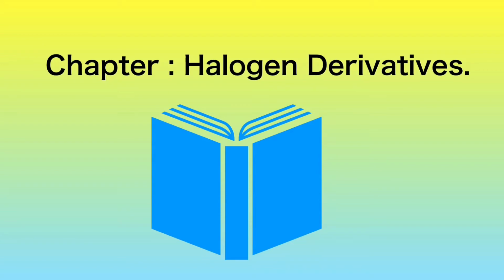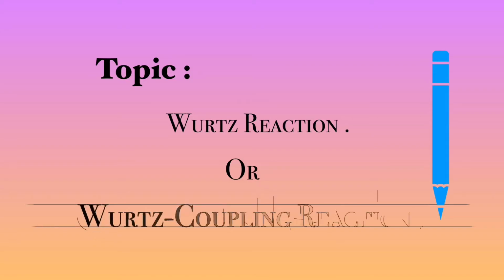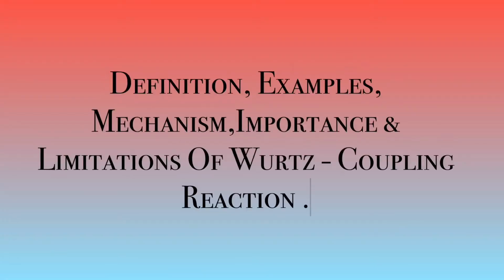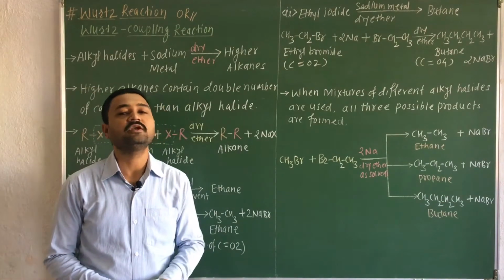Now, in today's lecture, we are going to learn the content from the chapter halogen derivatives. Here we are going to learn the Wurtz reaction, also known as the Wurtz coupling reaction. In this topic, we are going to learn the definition, example, mechanism, importance, and limitations of the Wurtz coupling reaction.